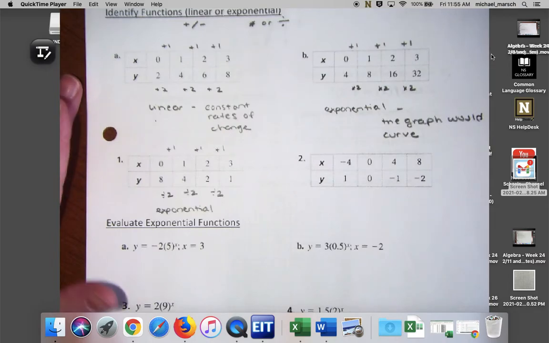How about table 2? What do we think here? Linear or exponential? Who haven't I heard from? Olivia M.